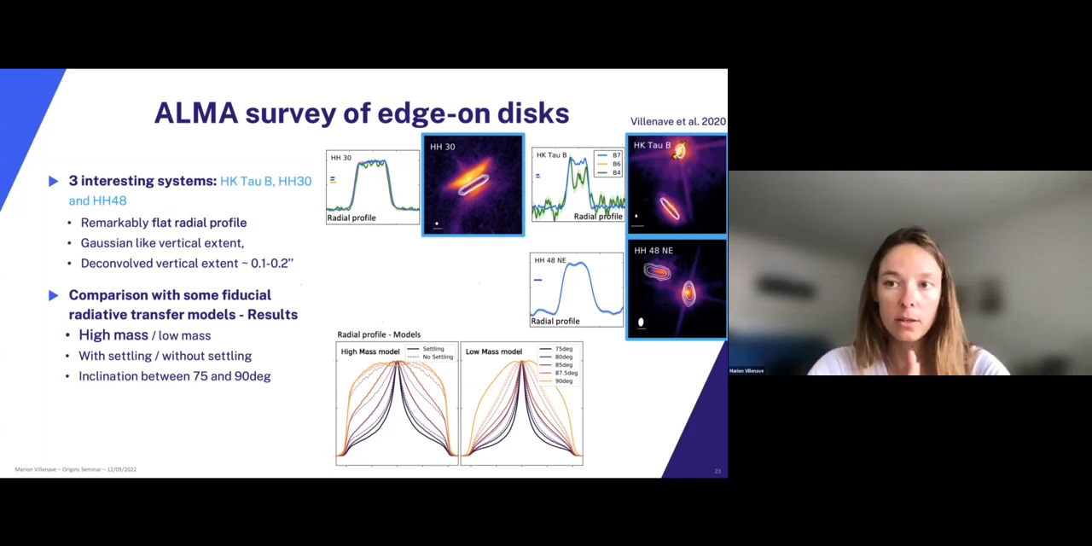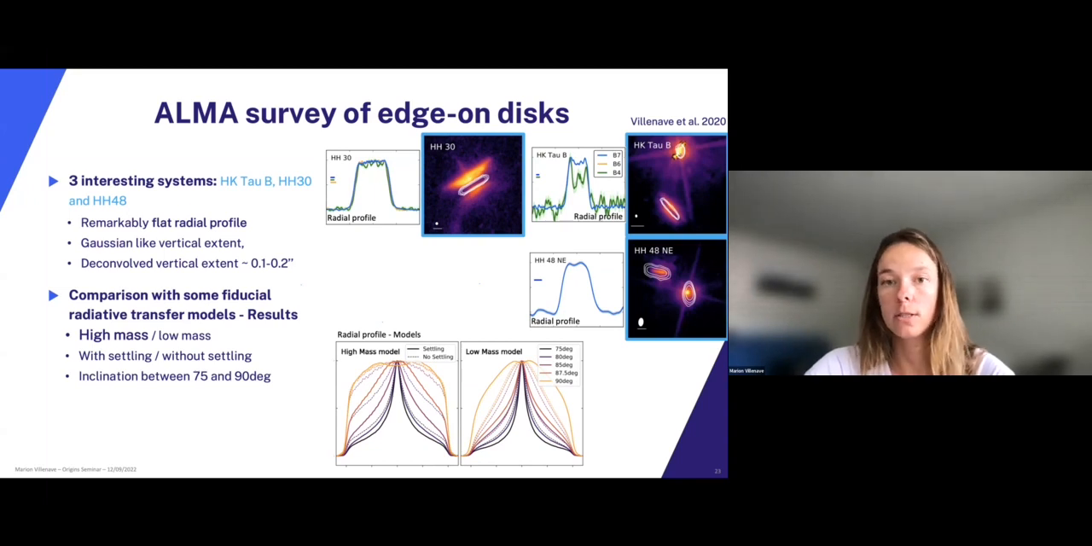As you can see, when the inclination is low, 75 degrees, we have a very centrally peaked profile. If we increase the inclination, the disk gets more optically thick, and we get a less and less sharp profile and arrive at a flat top, in this case at 90 degrees for the high mass model. For the low mass model, it never gets sufficiently optically thick to arrive at the plateau.